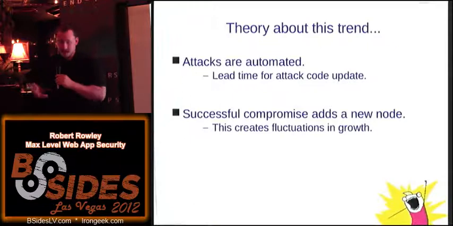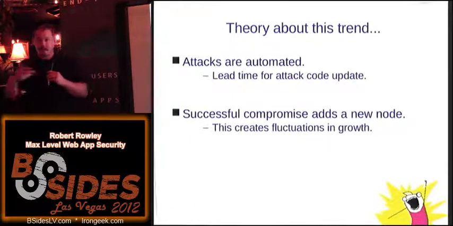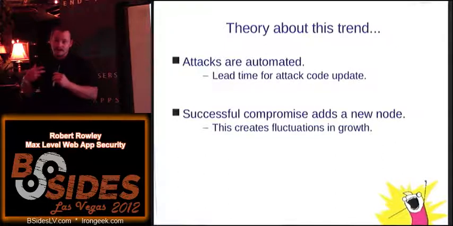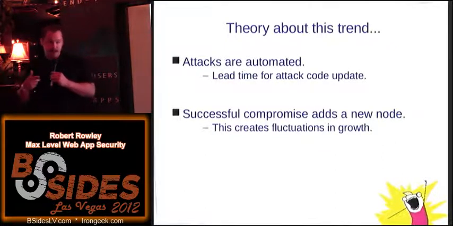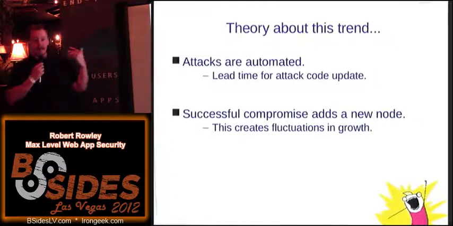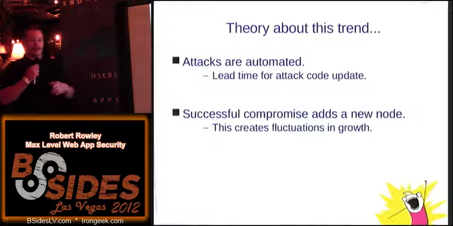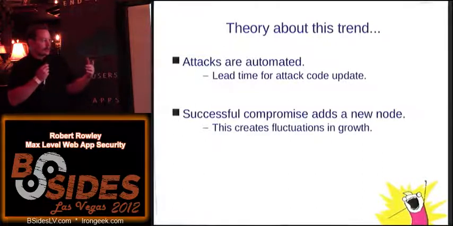So I have a theory about this. Attacks are automated. This is pretty much known. All these web-based attacks are automated scripts that are just going through, scanning, trying new exploits. But if attacks are automated, that means there's code involved, and there's definitely lead time for the attack code to be updated. Now, when the attack code gets updated, that's when puberty hits, and that's when everything hits the fan. If you haven't secured your site by that time, you're going to get compromised.